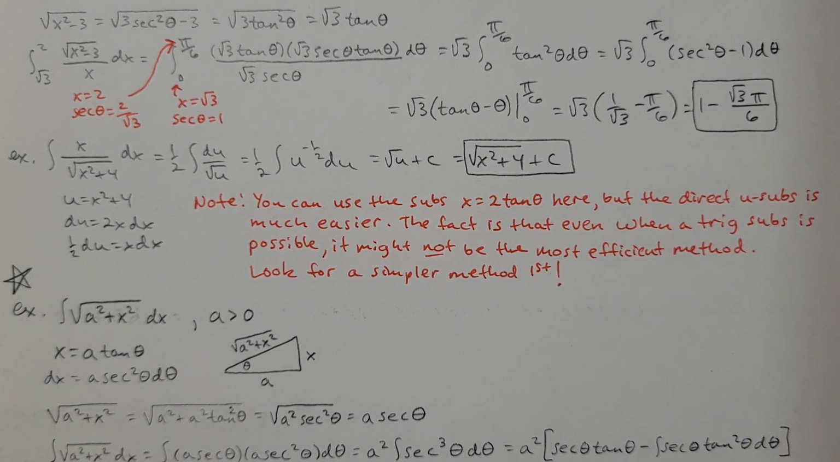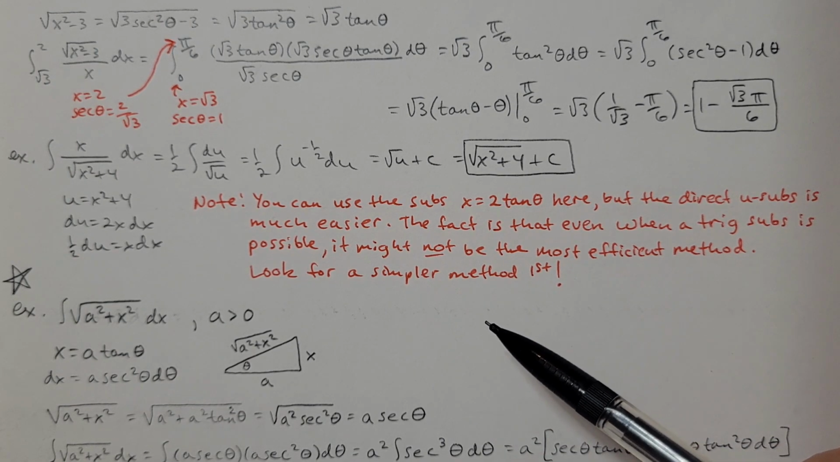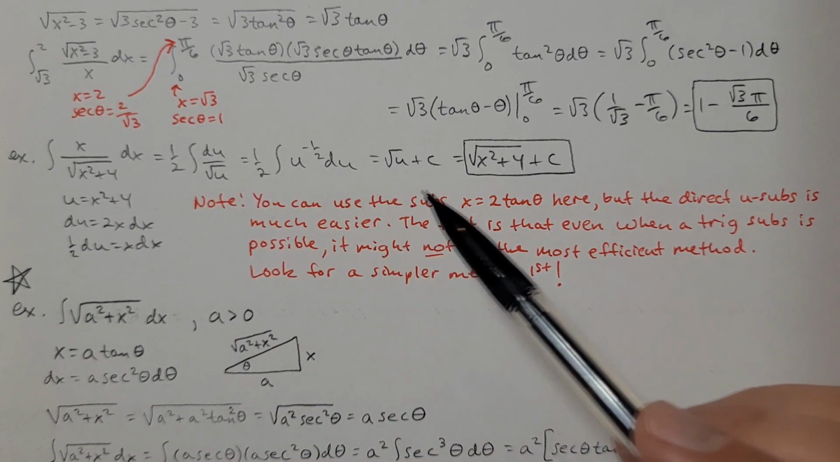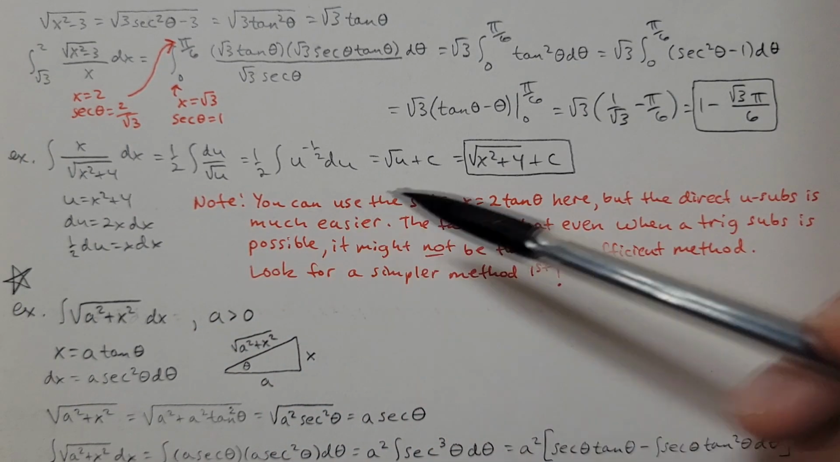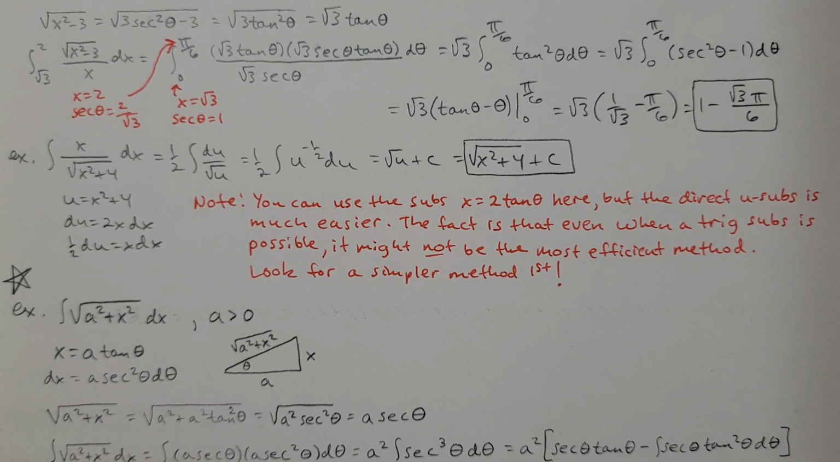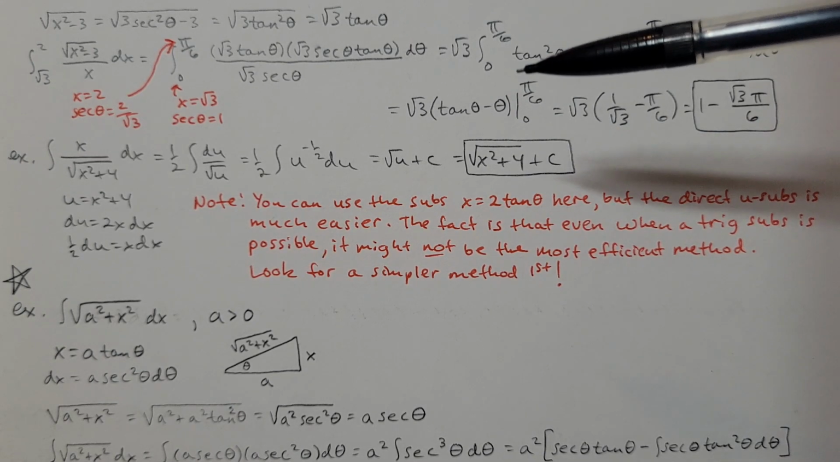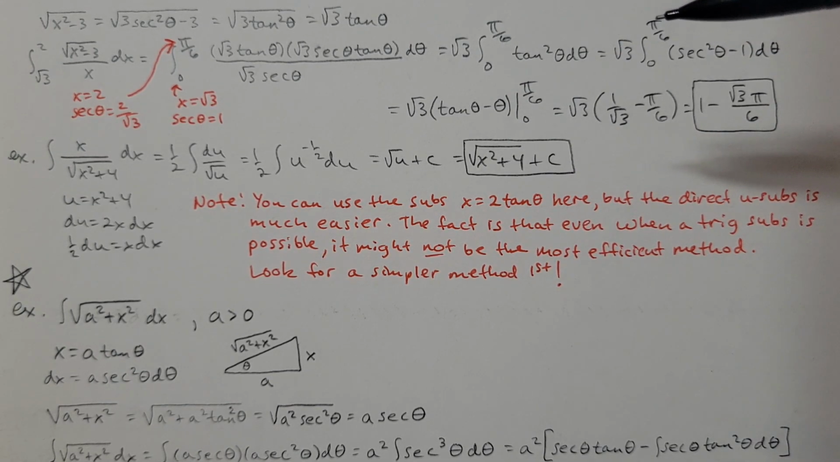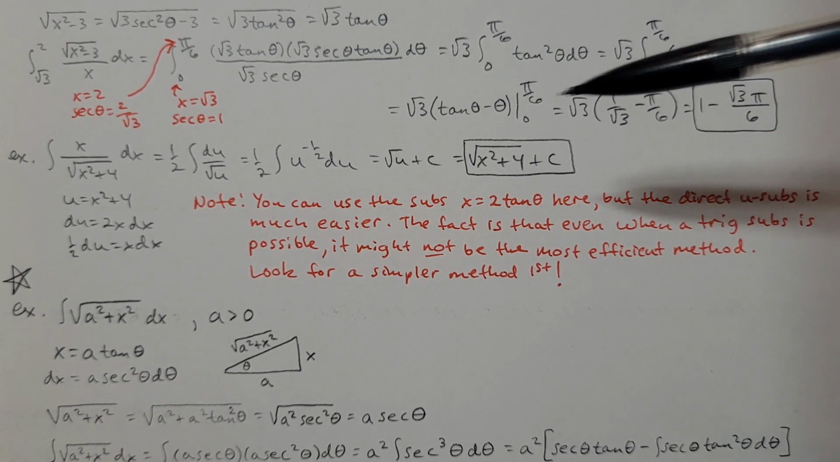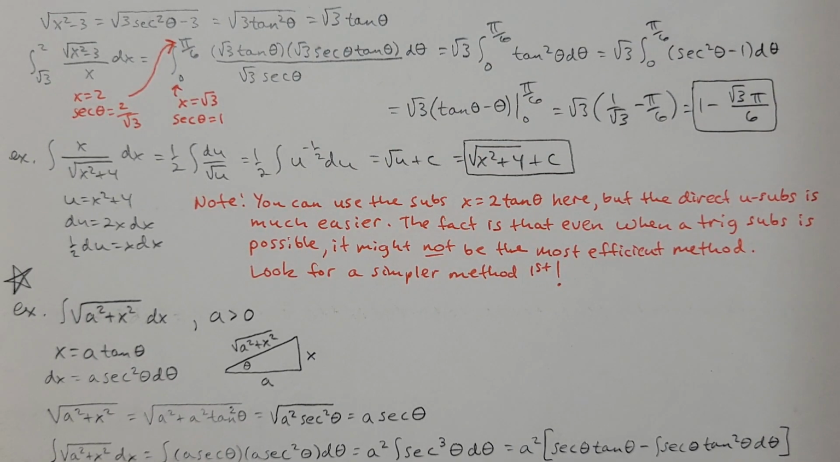So the fact is that when a trig substitution is possible, it might not be the best method. So you want to look for a simpler method first, right? This would be the easiest way to do this problem, just a regular u substitution. Now, all the other examples that I showed you, all three of them, you couldn't use a u substitution no matter what you did for u.